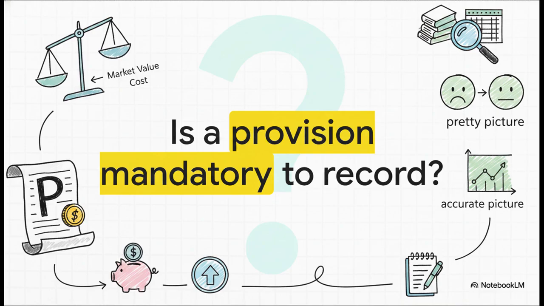And finally, question 4. When is a provision mandatory? And hey, can an accountant just skip one to make the boss happy and avoid reducing the company's profit? Obviously not. A provision is absolutely mandatory whenever the market price or actual equity drops below your carrying cost. This is the bedrock of the prudence principle.